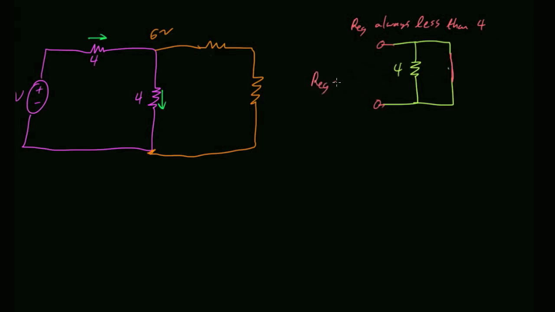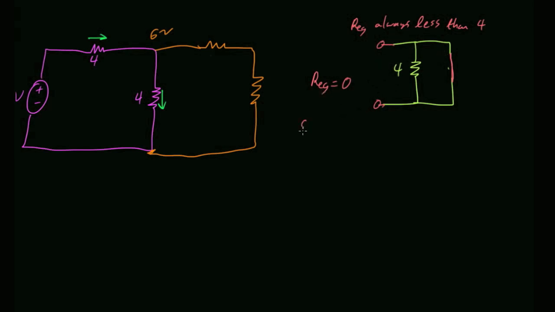0, because any electron that gets here is going to say, screw going through the 4 ohm resistor. Look, there's a free ride around this way. There's no impedance in this path, so there's no parallel impedance. So the smallest this parallel resistance could ever be is 0 ohms.